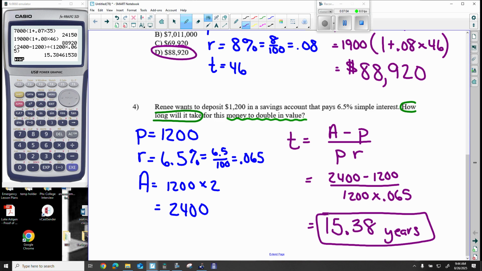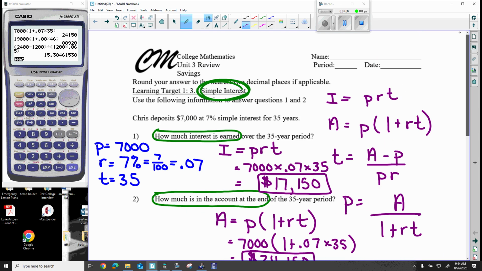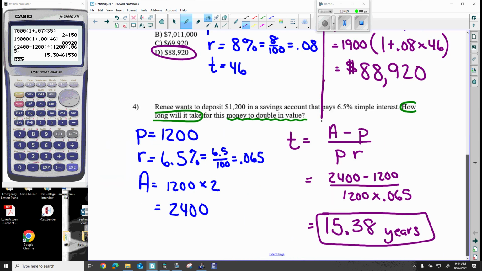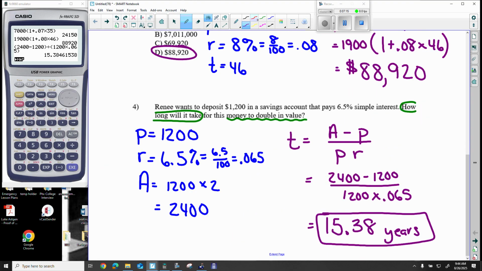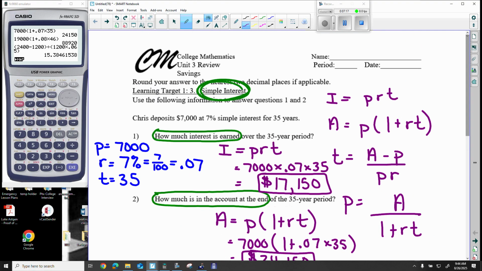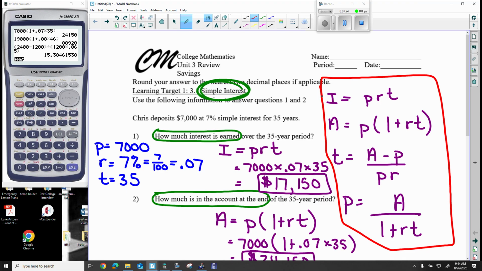All right, so all of this first page is strictly, oh, snap. Is strictly, what is it? Is all simple interest. It's all these formulas right there. That's all you need for the first page.